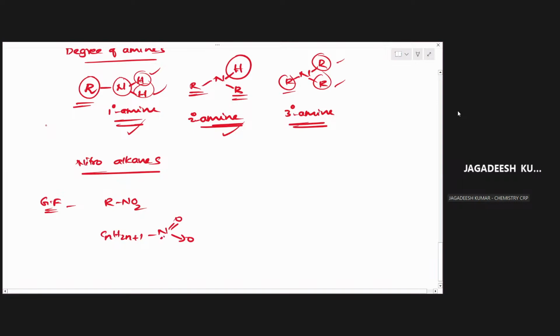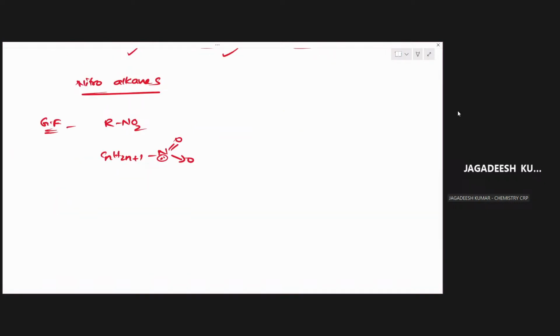Dative bond means one lone pair is donated to the oxygen. So we can write the structure like this. And what about the IUPAC name? The IUPAC name is simply nitroalkanes, because the nitro group always acts as a substituent. It is not an actual functional group. It is actually a substituent only. But we have to know how to write the IUPAC name even when a substituent is there.